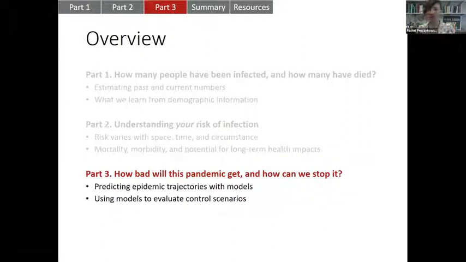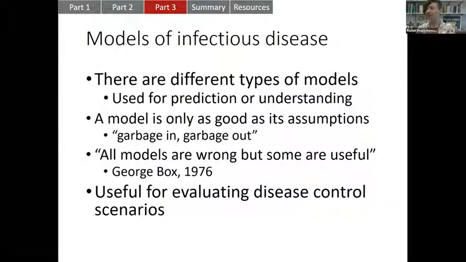So for thinking about how bad a pandemic will get and how we can stop it, models are really key here, because they can allow us to do experiments on a computer without having to let such experiments play out with devastating consequences in real life with real lives. And so, there are different types of models of infectious disease for different purposes. Some are intended for just helping us better understand mechanisms, and others are intended for prediction, for figuring out what's going to actually happen next.